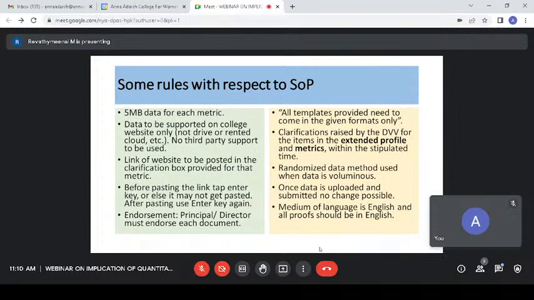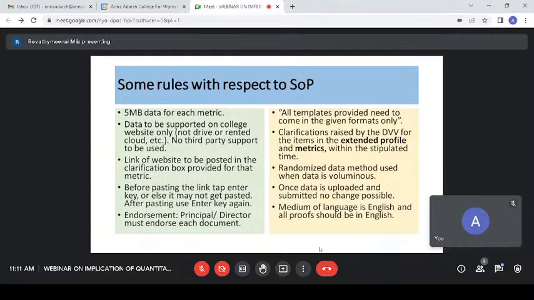Furthermore, there are some templates that NAC gives. You must have seen those Excel sheets. There is no alteration to be done in them; we are not going to put our own brains into it. What is asked is what is to be replied only. You are not going to use anything else other than that.